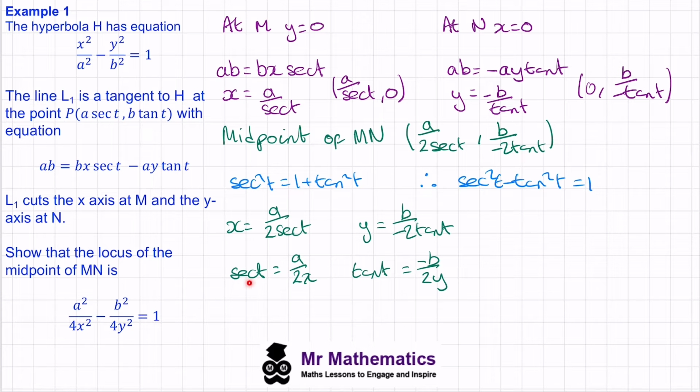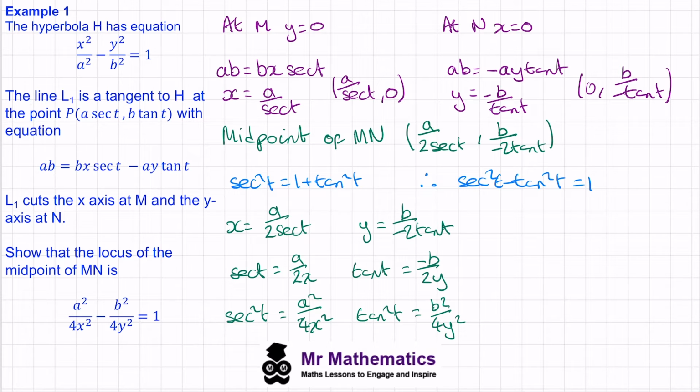So if we have sec t, we can square this to get this term. So sec squared t will be a squared over, and when we square the 2x, we get 4x squared. And if we square the tan t to get this term, tan squared t will equal, this negative b will become positive, b squared over 4y squared.